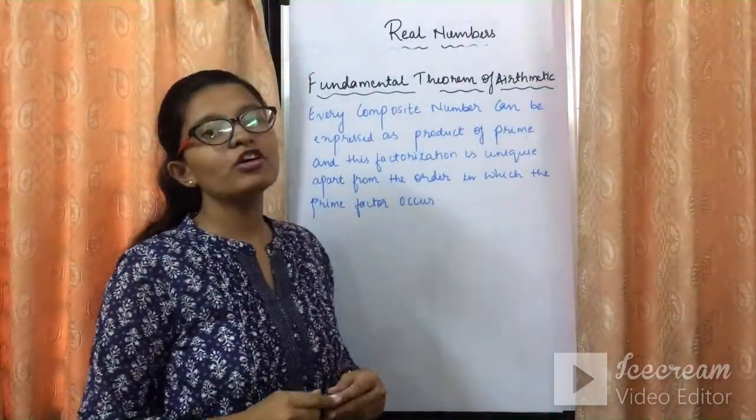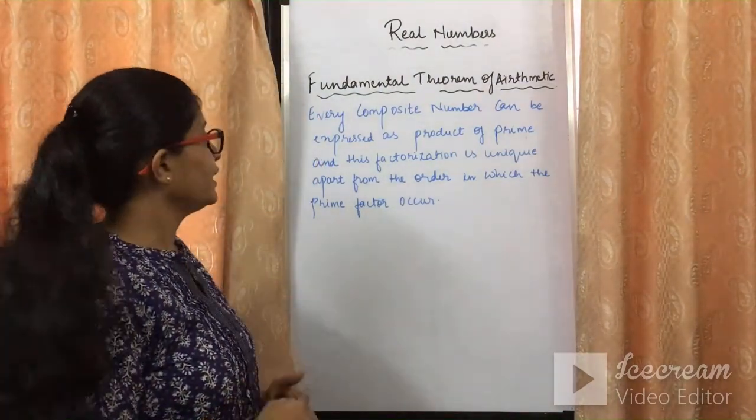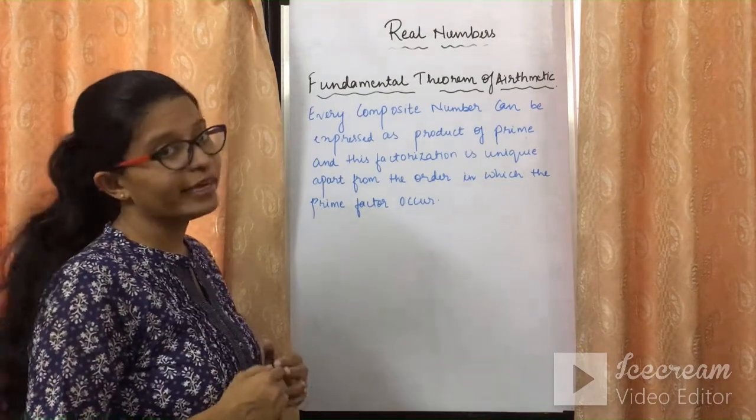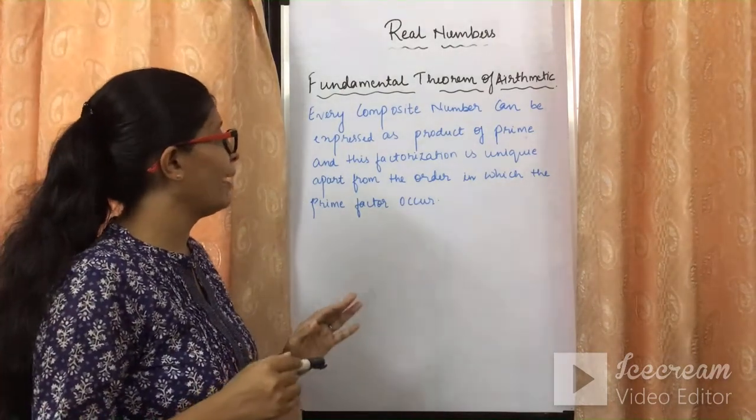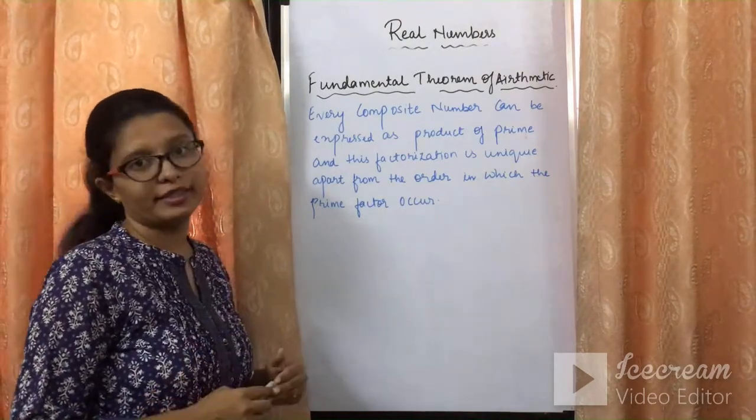Let's have a look at what the fundamental theorem states here. It is the fundamental theorem of arithmetic. Every composite number can be expressed as a product of primes, and this factorization is unique apart from the order in which the prime factors occur.